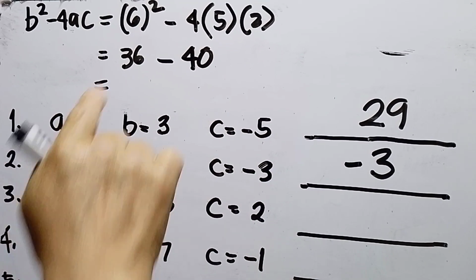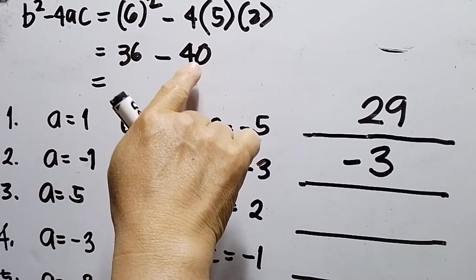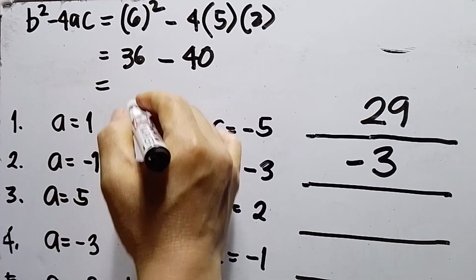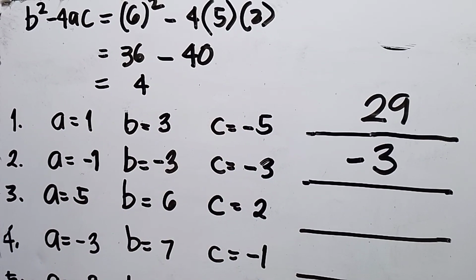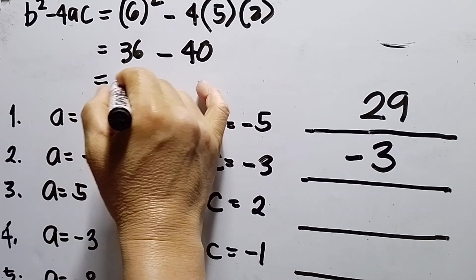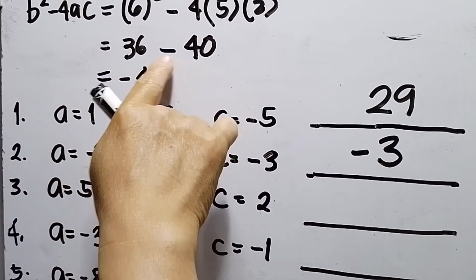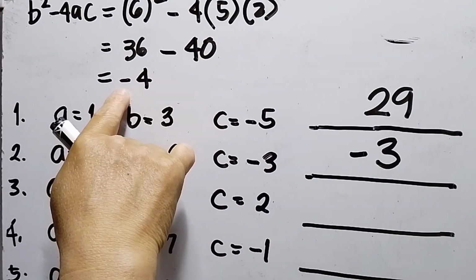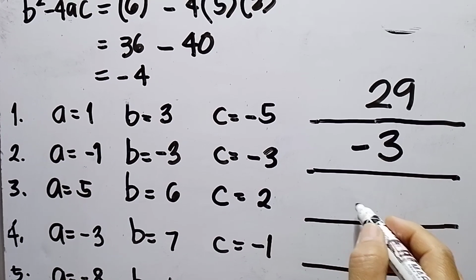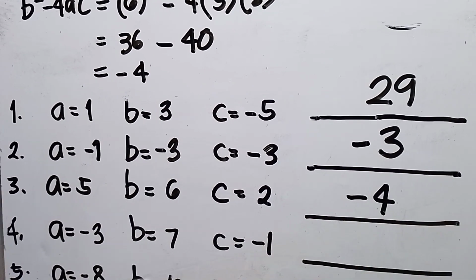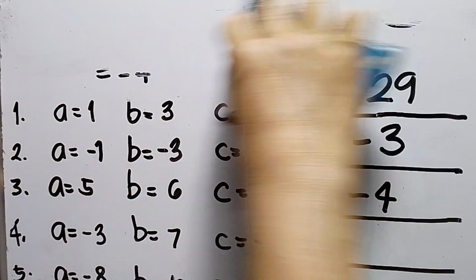So unlike sign, so I need to subtract 40 minus 36, that is 4. Then what's the sign? The sign must be negative because 40 is greater than 36, then 40 is having the negative sign, so I use negative 4. So for my number 3, the answer is negative 4. Now let's proceed to number 4.